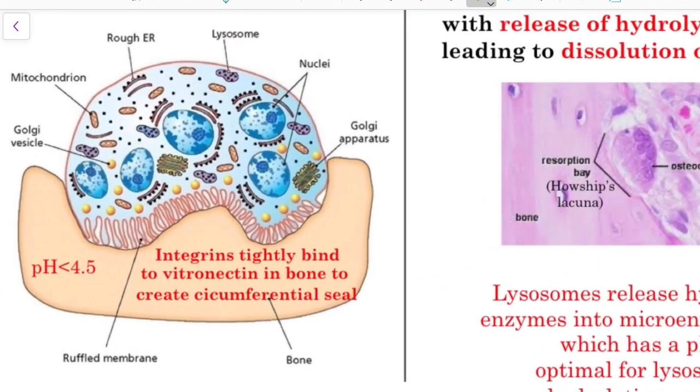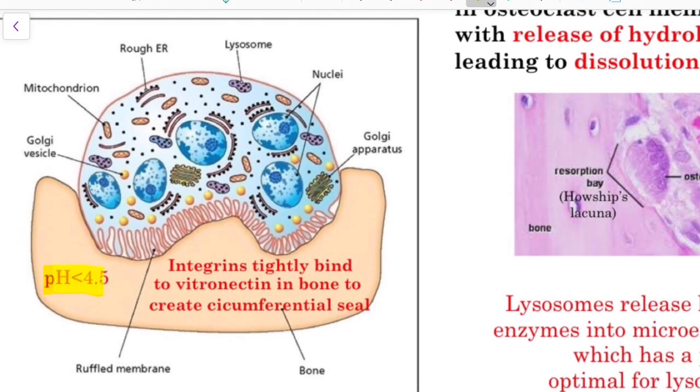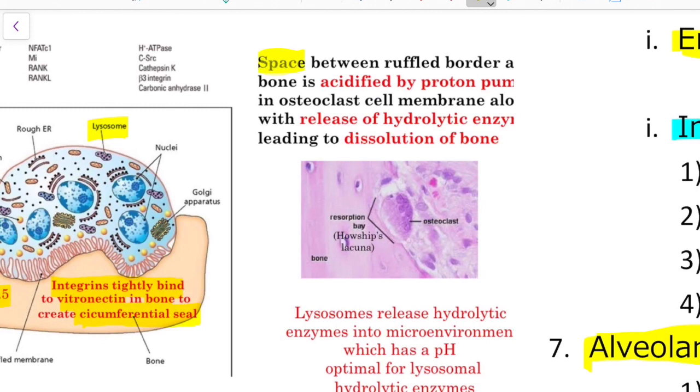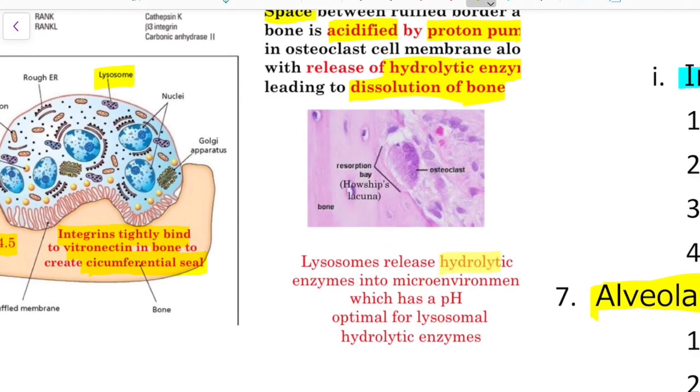Here is the mechanism of the osteoclast. They have lysosomes at their optimal pH of 4.5. Integrin binds to vitronectin in the bone, and it creates a circumferential seal or a pool underneath in the bone. And in that space, there is a proton pump that shoots acid, releases hydrolytic enzymes, and kills the bone as well as all the bacteria. So lysosomes release hydrolytic enzymes into that microenvironment at the pH of 4.5.